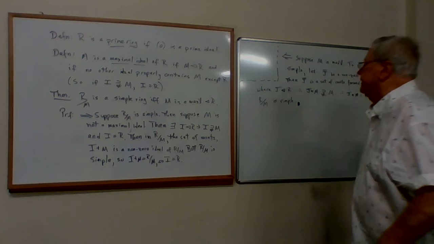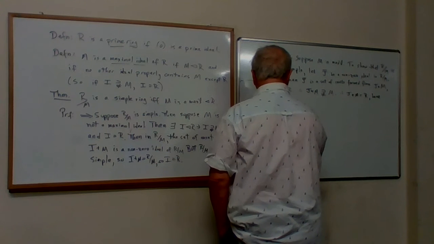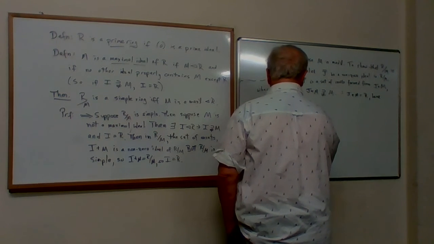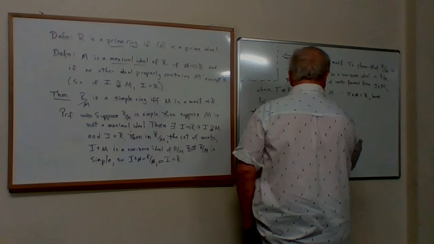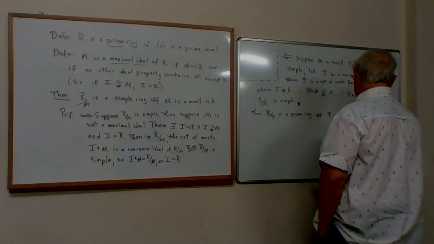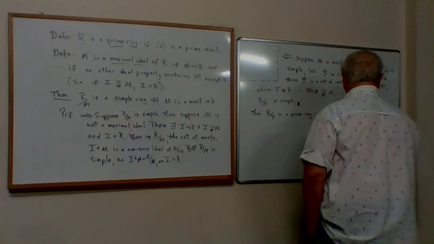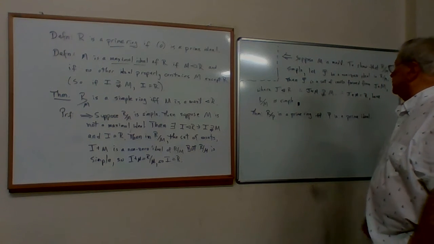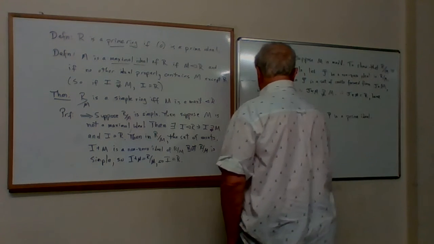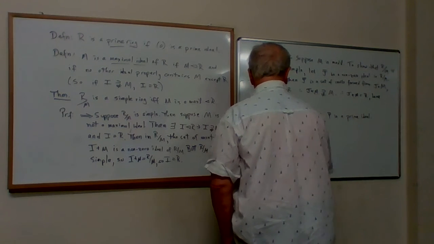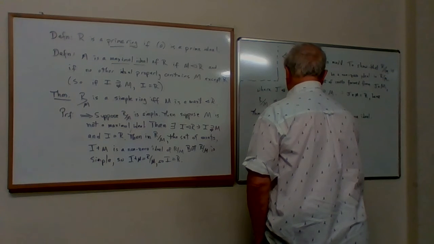Similarly, R mod P is a prime ring if and only if P is a prime ideal. This one's going to be of interest to us as well, since the Zariski topology has to do with prime ideals. So let's prove this. It should also be simple. No pun intended. Okay, suppose R mod P is a prime ring.